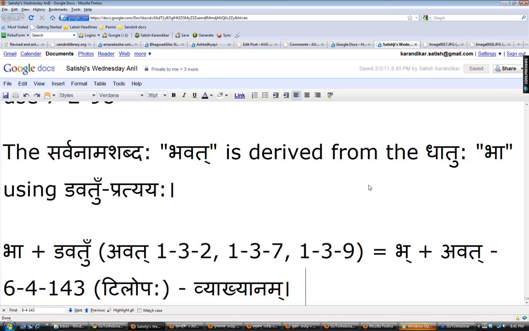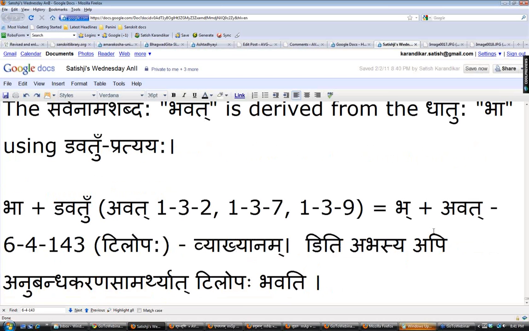This is the vyakhyanam: diti abhasyapi anubandhakarana samarthya ti lopo bhavati. Even though the bha angam does not have bha sanya. Bha sanya can only come when the pratyaya following is in the swadi list. Swadis can only come after a pratipadikam. Bha is a dhatu, so it cannot take a swadi pratyaya. Simple as that. So bha does not have bha sanya.